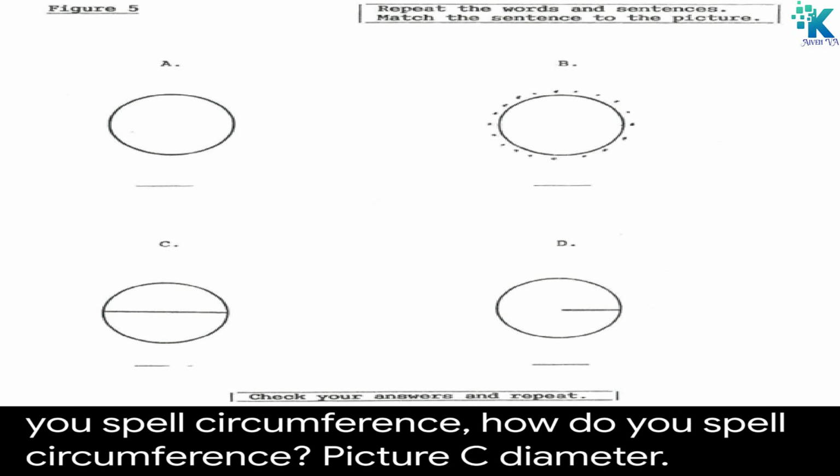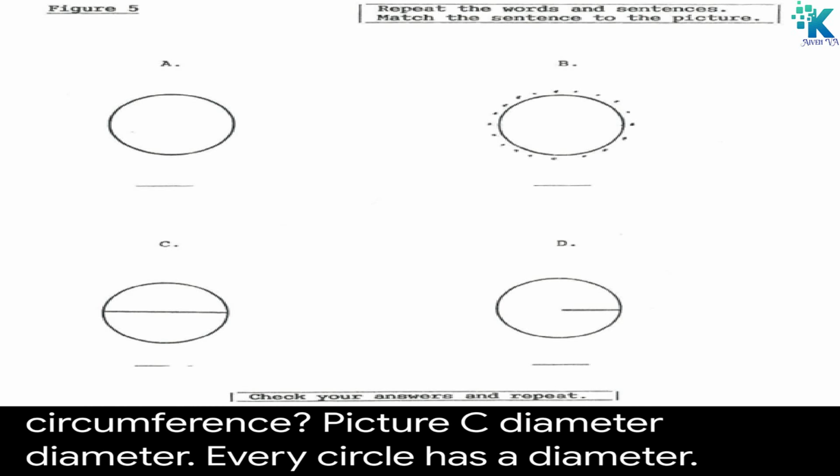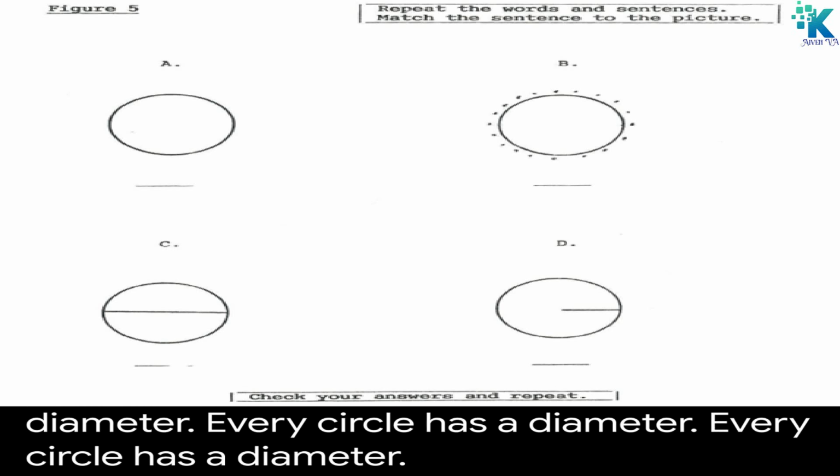Picture C. Diameter. Every circle has a diameter.